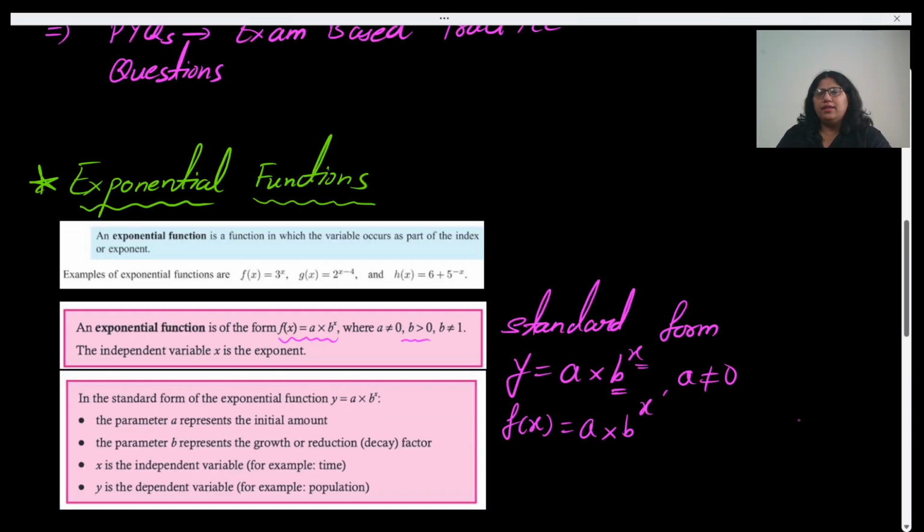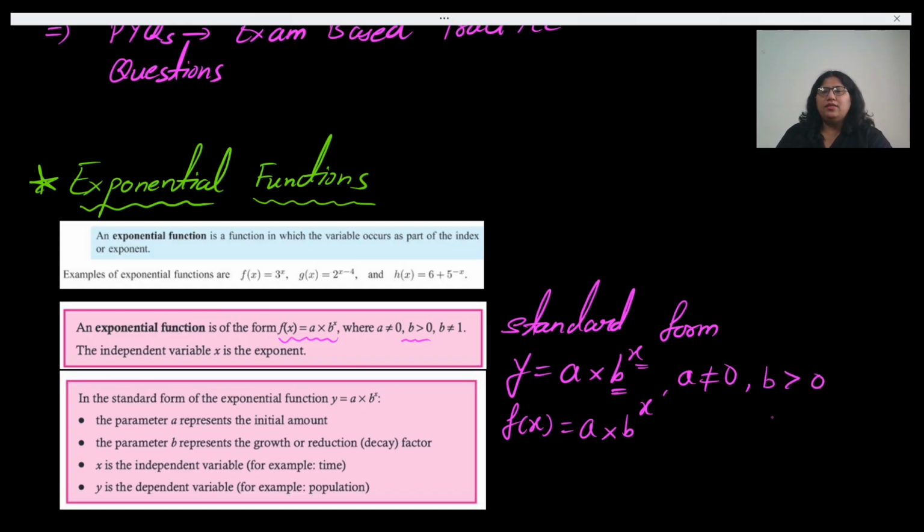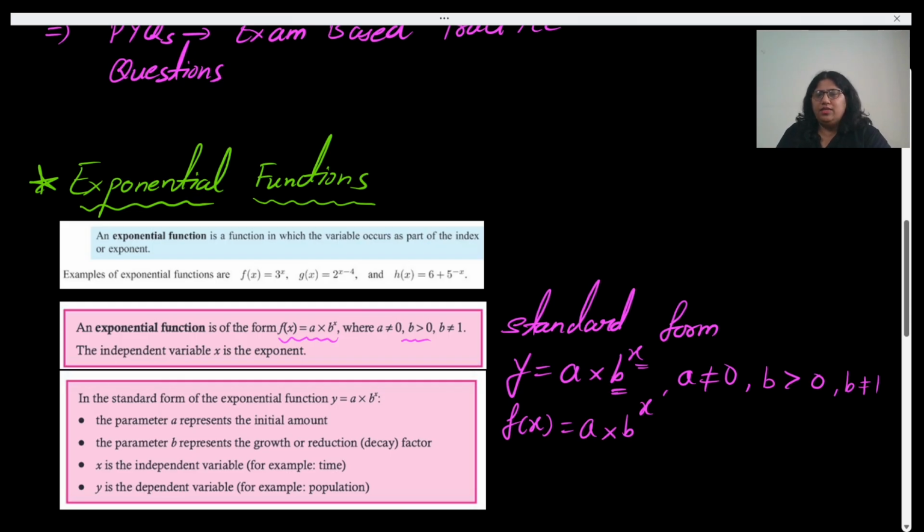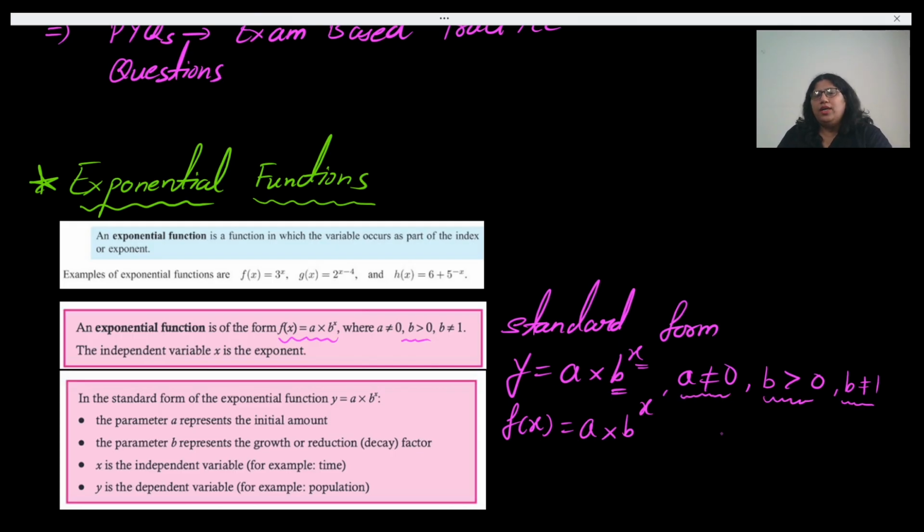b is always greater than 0, and b can never be equal to 1, because if b is equal to 1, then 1 to the power anything is 1. You are going to get one fixed value, because if b is equal to 1, then y will be equal to a, and it will be a horizontal line. So here you will see two cases for the b values. b can be less than 1 and greater than 0, and b can be greater than 1.